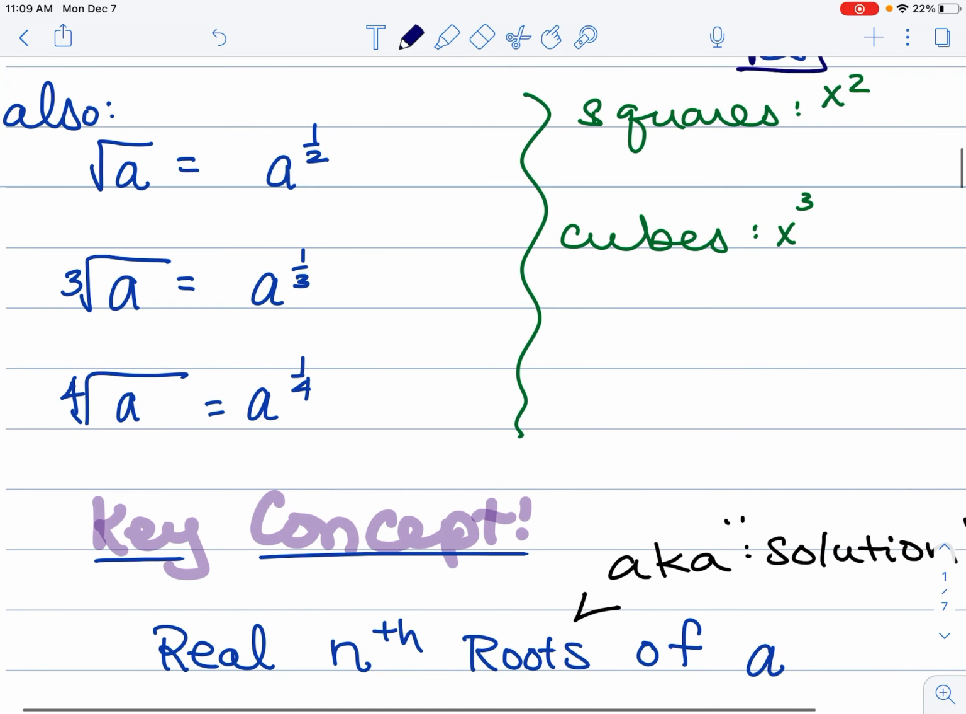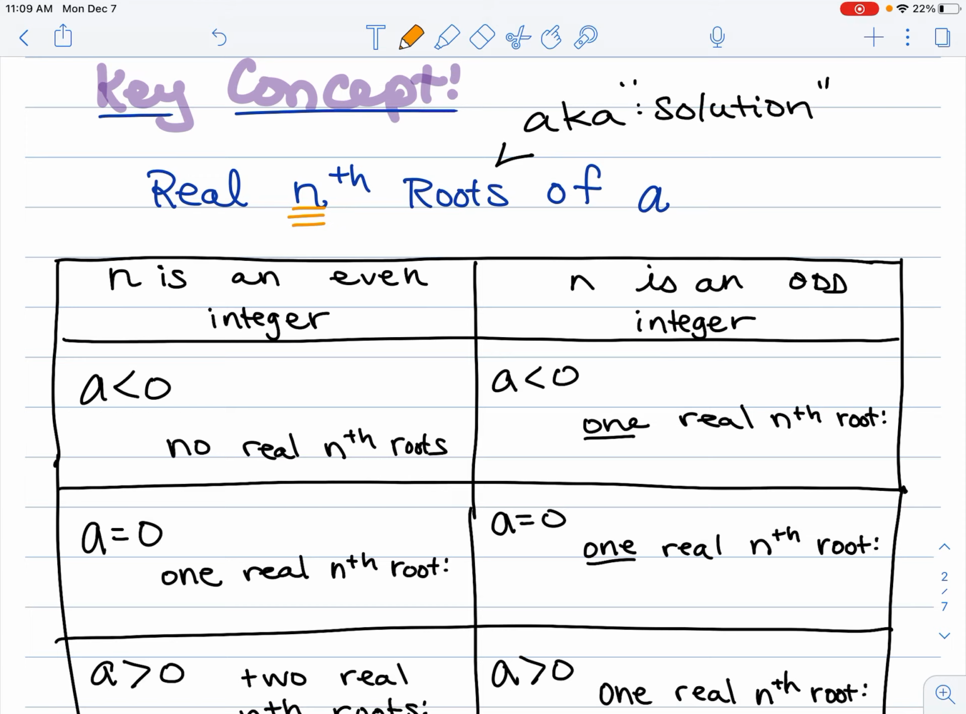Okay, so here's our key concept. We're going to fill out this chart together. If you have the real nth roots, meaning the n could be 2, 3, 4, roots of some value for a. If n is an even integer, so even integers would be 2, 4, 6, 8, and so on, and the value inside the root is less than 0, aka negative, then there are no real roots for that one, okay?